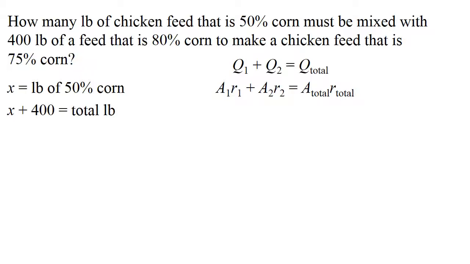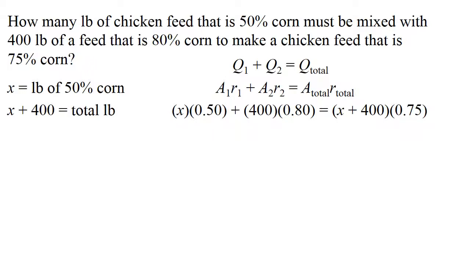So filling in all the stuff we know, some number of pounds of the first one times 50%, 400 pounds of the second one times 80%, that's going to equal this x plus 400 total pounds, and we want this to come out to be 75% corn. So again, distribute on that right-hand side, multiply the other things together, and we get 0.50x plus 320 equals 0.75x plus 300.